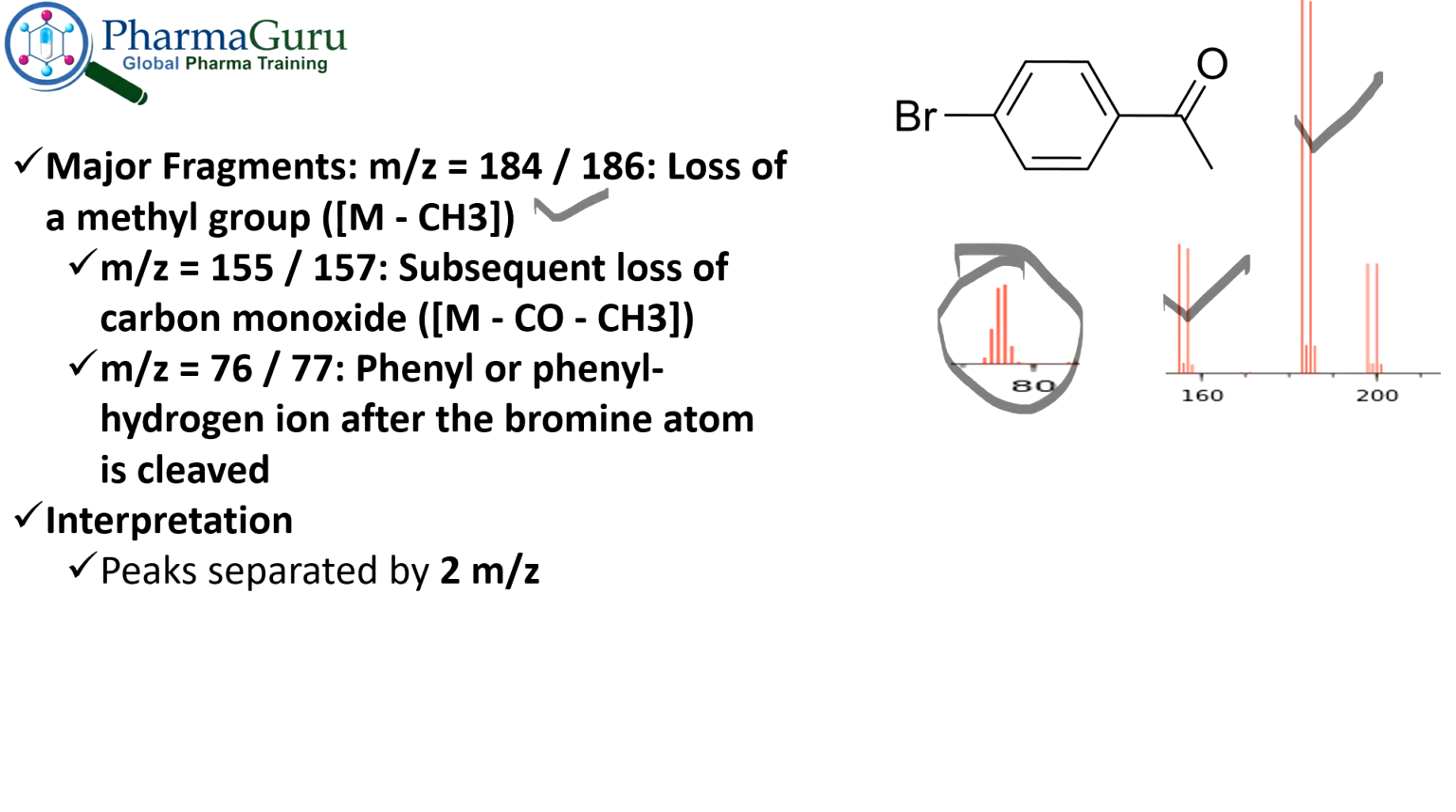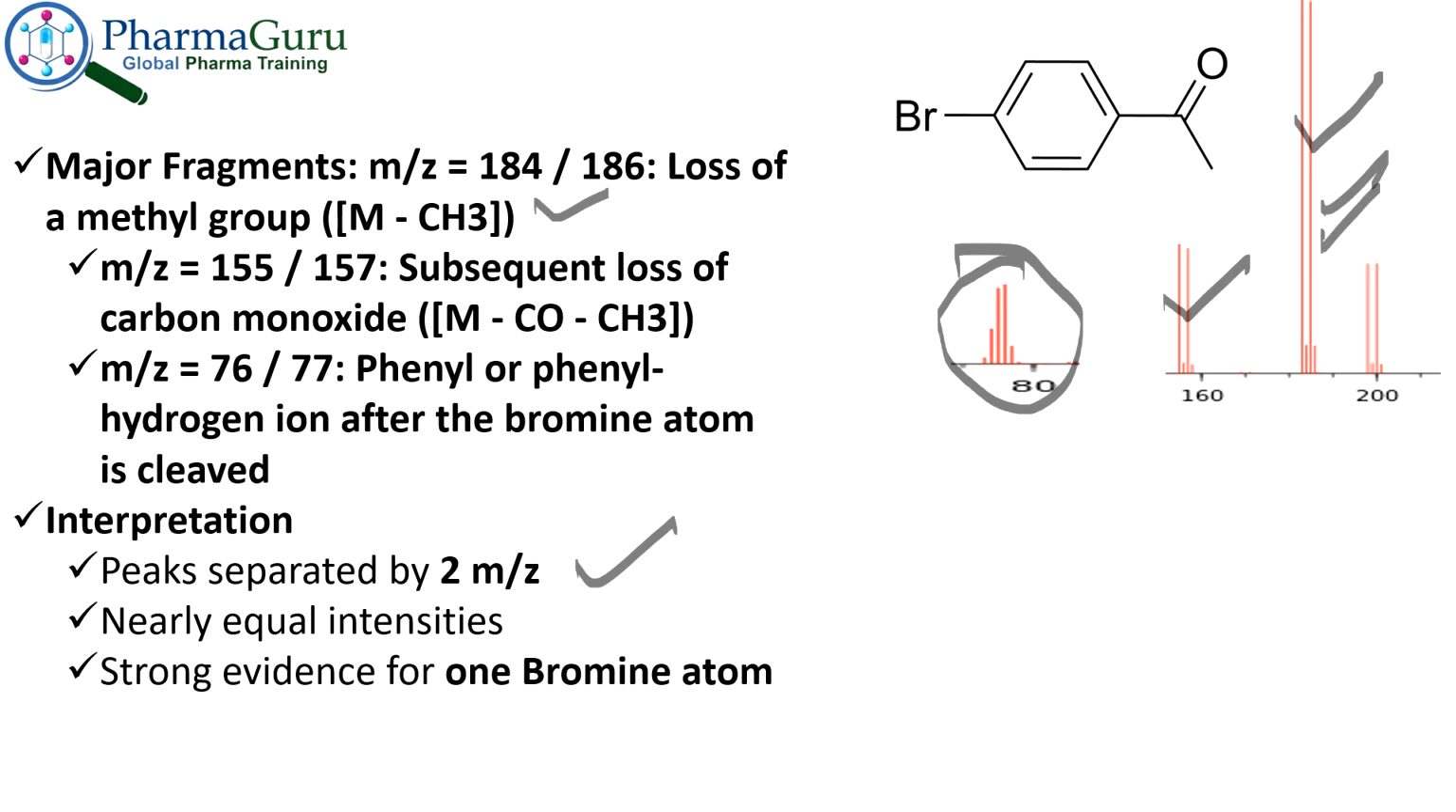Interpretation: peaks separated by 2 m/z, with nearly equal intensity in the spectrum, are strong evidence of a bromine atom in the structure. The spectrum also confirms the same.